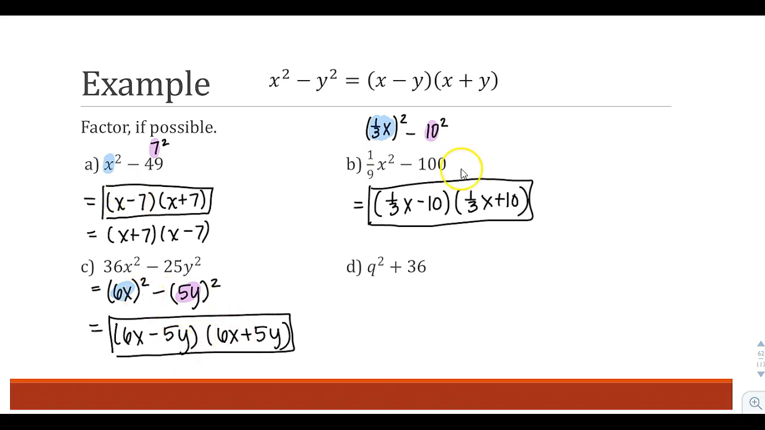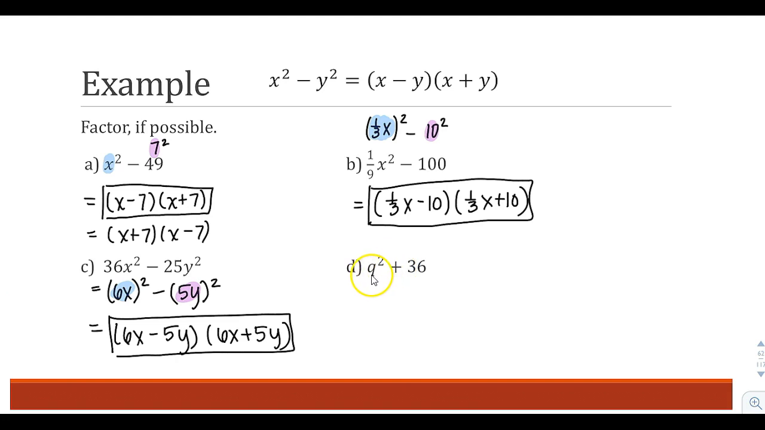So all of these problems had two terms, let's recognize the pattern, and they were all subtraction between those two terms that were perfect squares in each term. This last one is kind of tricky. A lot of students mix up that it has to be subtraction. It cannot be addition. So they want to apply the difference of squares here, but this isn't a difference.